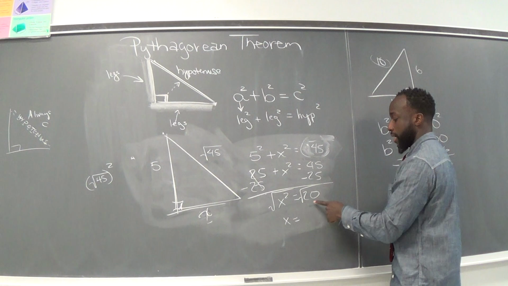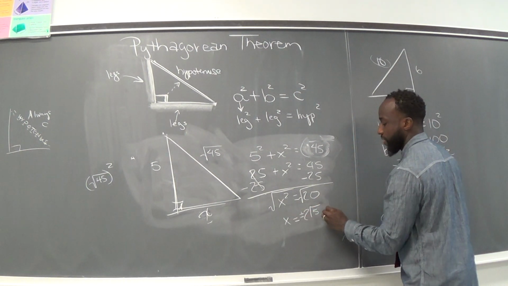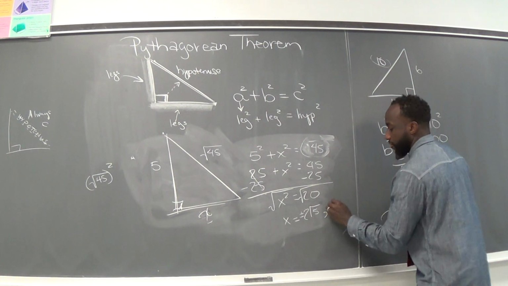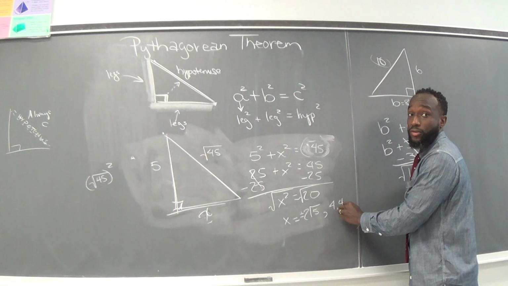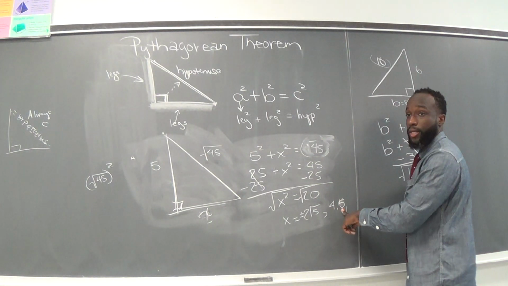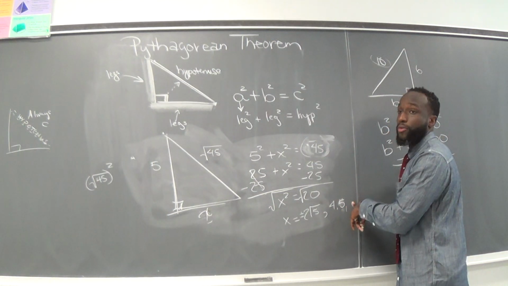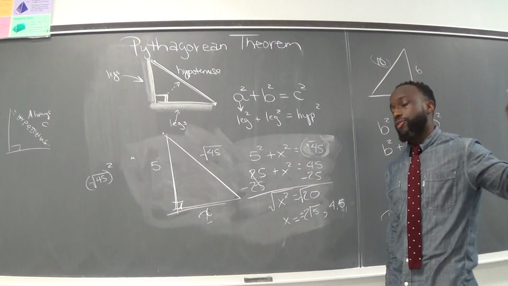Oh, you broke it down to the simplest radical. So you got 2 root 5, plus or minus 2 root 5, or what? 4.4. Is it 4.4 or 4.5? 4.5. It rounds to 4.5. Yes. So now, if you're gonna give me the tenth place, you're rounding. So it's 4.5.